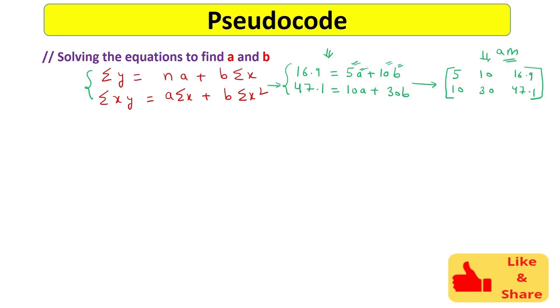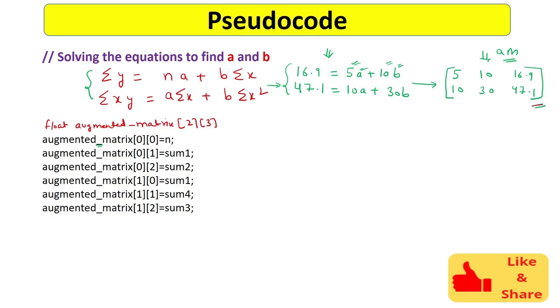Okay, so now how will we write the code in our C program for this? Now if I name this matrix as augmented matrix, you can see that the size of this augmented matrix is how much? Here we have 2 rows and 3 columns. So the size will be 2 and 3. This is the position 0,0, 0,1 and 0,2. This is 1,0 position, 1,1 and 1,2.